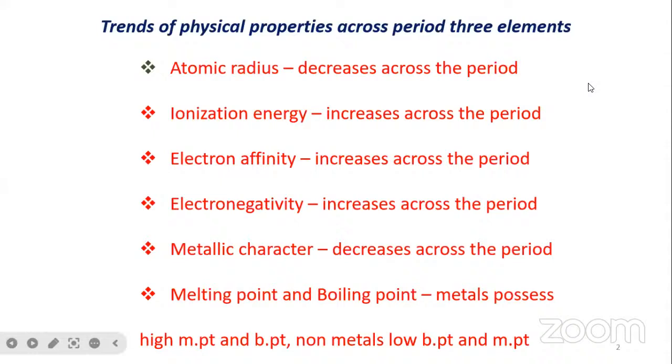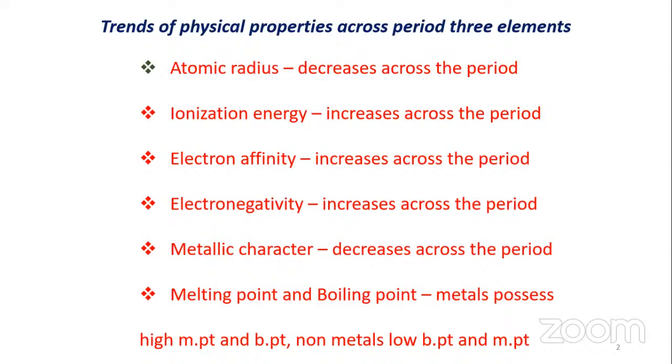In the last class, we looked at the periodic table and the trends in the physical properties across the representative elements. These are the elements of the S block and the P block. We looked at the atomic radius: it decreases across the period and increases down the group.